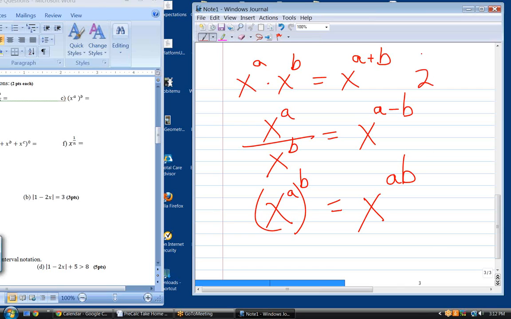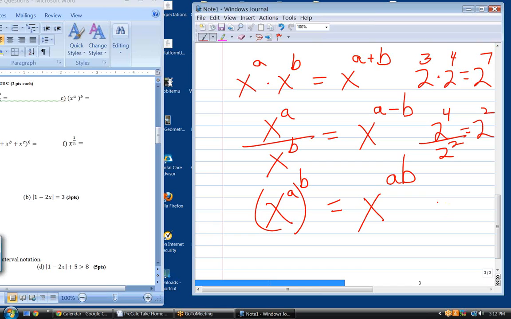If I had 2 to the third times 2 to the fourth, what would that be equal to? It's going to be 2 to the 3 plus 4, to the 7th. And if I had 2 to the 4th divided by 2 squared, what's that going to be? We would be taking the 2 and basically squaring it. Like 4 minus 2.